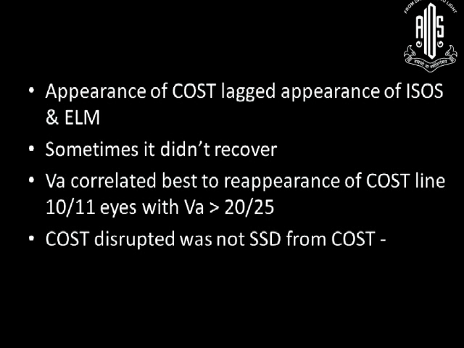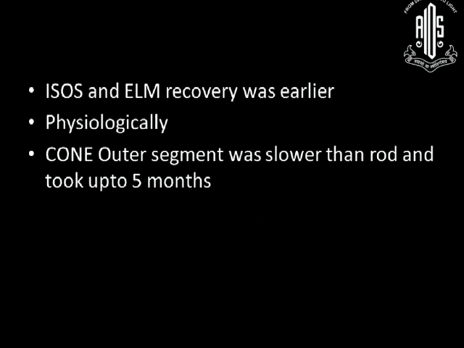In this particular study, it said two things. First, the inner segment, the ISOS, developed first and the ELM developed first before the coast line developed. And all patients who had better vision had an intact coast line. So that is the importance, the visual prognosis of identifying a coast line after a macular hole or ERM surgery. And why does the coast line develop later? I just told you this, because the outer segment disc replenishment takes a long time. It takes up to 6 months, while it takes a very shorter time for the rods to replenish.